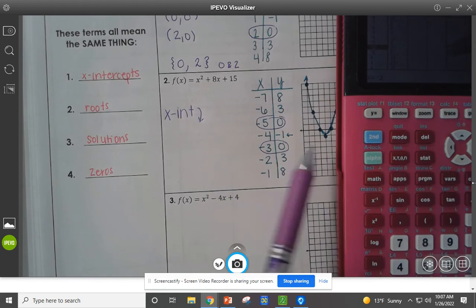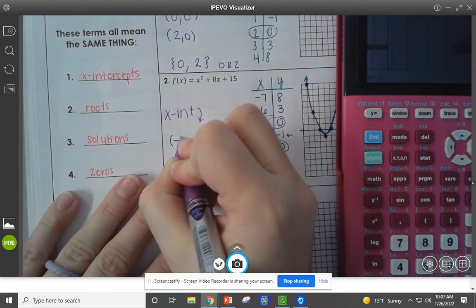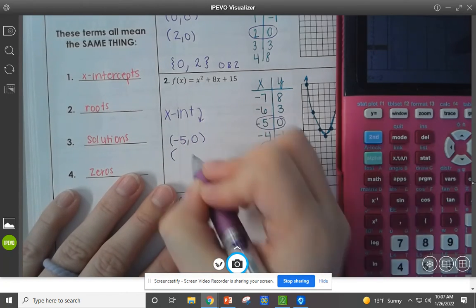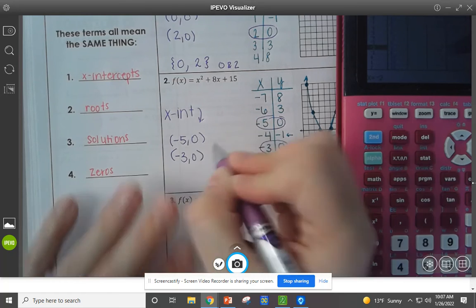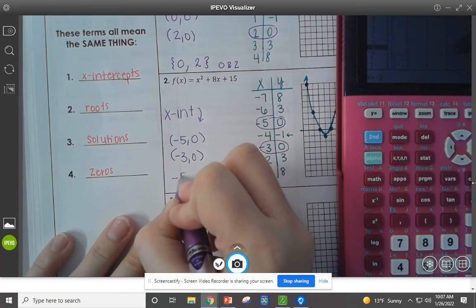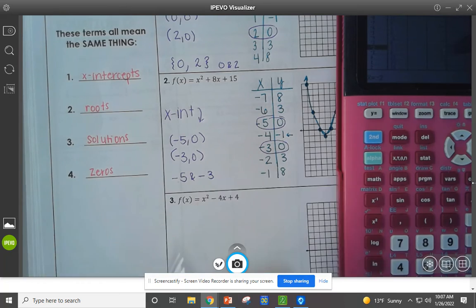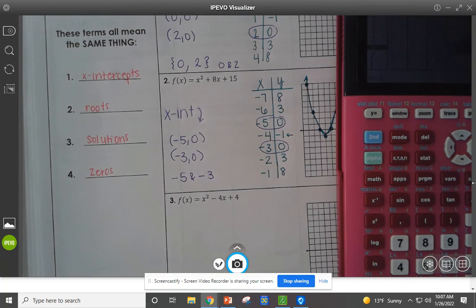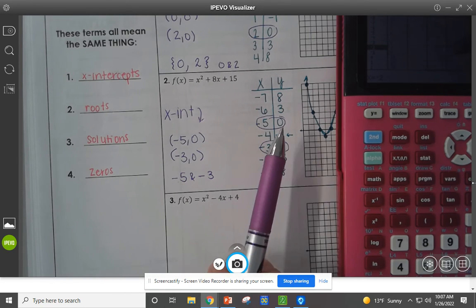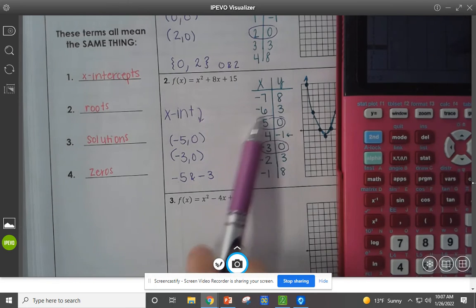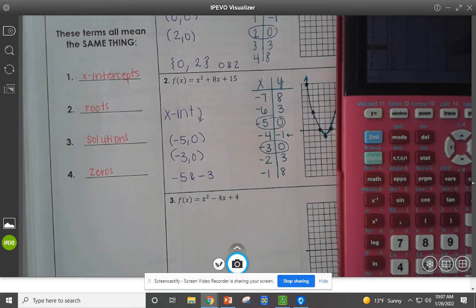So your x-intercepts, that's where the y is 0. We have -5, 0, and -3, 0. Or you could have just written -5 and -3. Either way. So really, you wouldn't have to go through the graphing process, would you? Not technically. Now, sometimes it may not be on a whole number, and that's what we're going to do in future lessons to figure out those x-intercepts.